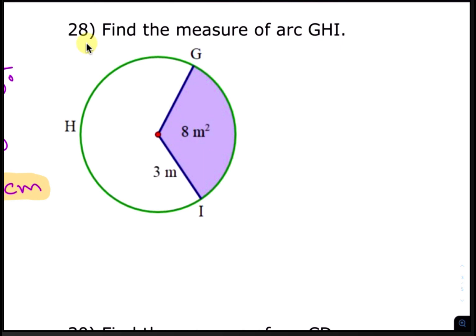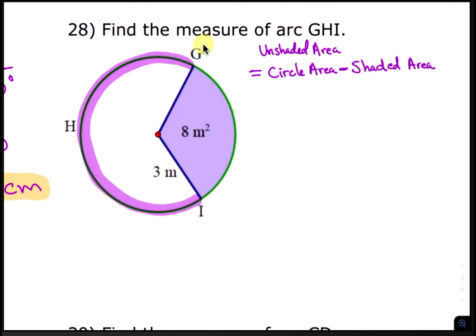All right, here's number 28. Find the measure of arc GHI. Now GHI is this major arc going from G through H to I. We want to find the measure of this arc. First we want to look at this shaded area. The shaded area is 8 square meters.